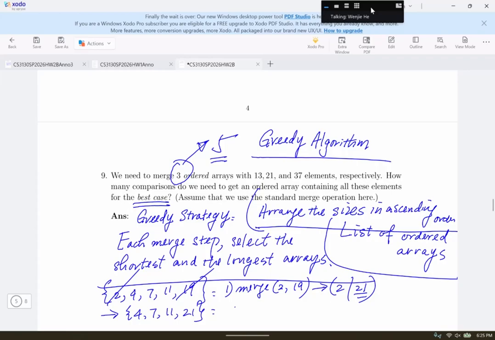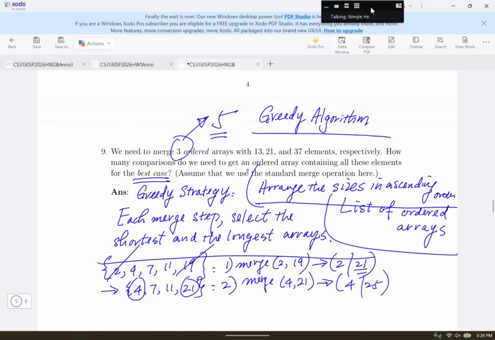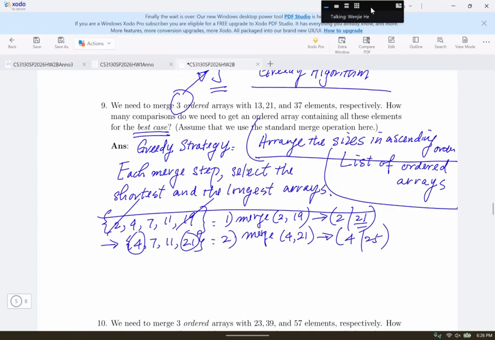In the next step, you apply this strategy again. You select the array with size 4 and the array with size 21 and merge them. The minimum number of comparisons is 4, and the array size is 25. Then you update the list: remove those two and add that 25.